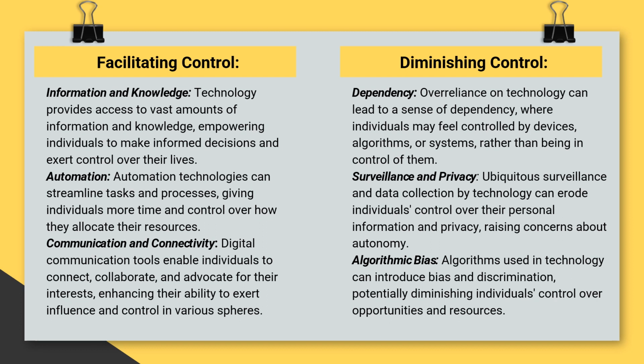So we can think again about the facilitating elements, the diminishing elements. We can think of information and knowledge, as technology provides access to vast amounts of information and knowledge, empowering individuals to make informed decisions and exert control over their lives. We can think about automation technologies, which streamline tasks and processes, giving us more time and control over how we allocate those resources, because time really is one. If we take away the processes and the hard tasks and things that we don't want to do, you have more control over what you are spending your time doing.